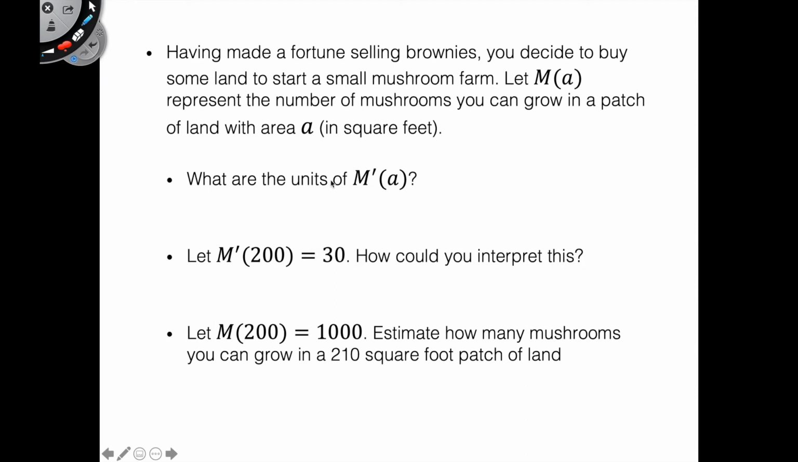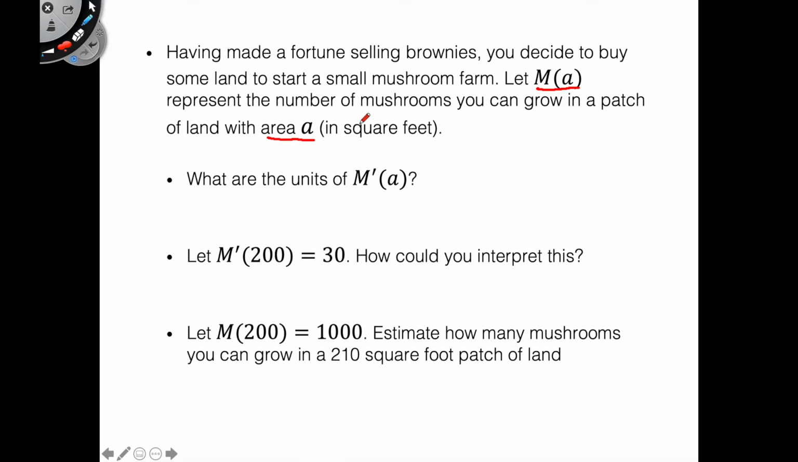All right, final example here. Let's bring an end to this saga in style. So, having made a fortune selling those brownies, you decide to buy some land and start a small mushroom farm. Delicious, yeah. And so we're gonna let M of A, this function M of A, represent the number of mushrooms you can grow in a patch of land with area A, in square feet.